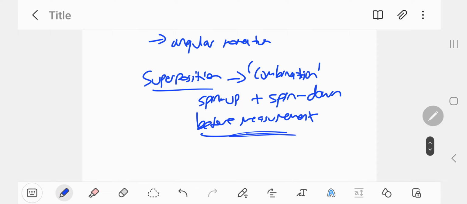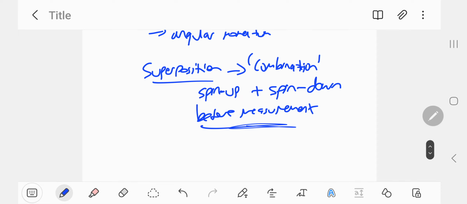Well, some people might ask, how is this possible? How can it be spinning both up and down? Well, I'll be illustrating this in the next video. But for now, just take it as a fact that electrons and any other quantum particle for that matter seem to do multiple things simultaneously at the same time.